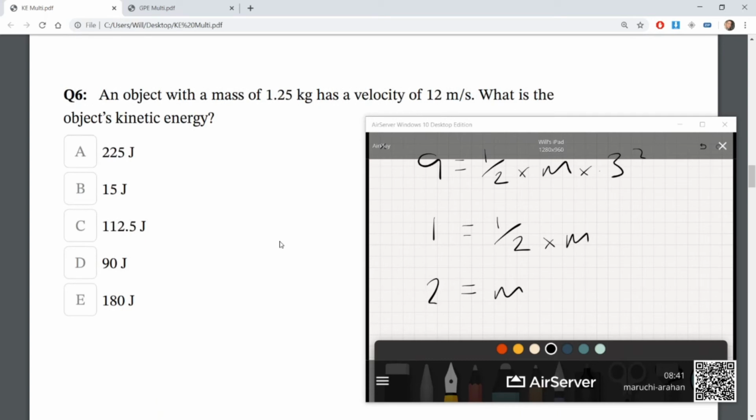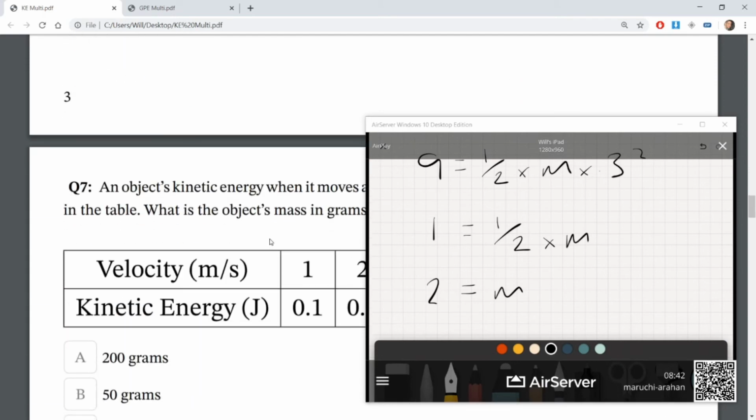Question 6. Object with a mass of 1.25 kilograms and velocity of 12 meters per second. Object's kinetic energy. This one should be pretty easy for you by now. 12 times 12 is going to be 144. Multiply it by 1.25. Multiply it by a half, or divide it by 2. And you're going to get 90 joules. Next one.